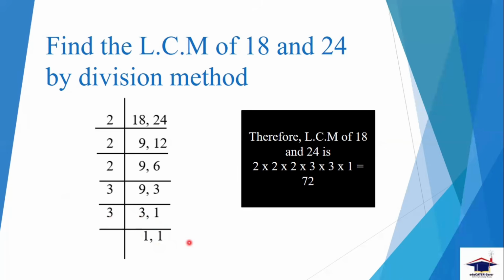So next, how to find LCM? After this procedure, you have to multiply 2 into 2 into 2 into 3 into 3. You first write this, and when you multiply, the answer becomes 72. So this is the LCM, the least common multiple of 18 and 24. We'll see some more problems which will help you understand in an easier way.